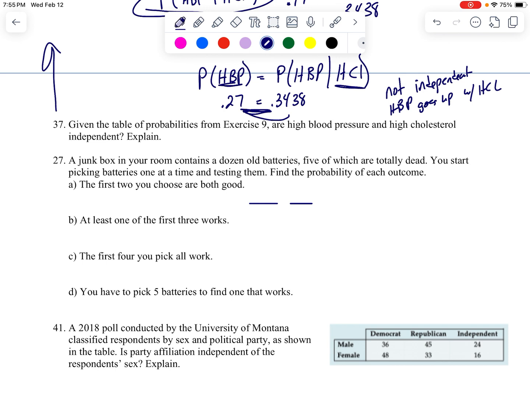Now I know that my probability is going to change each time. So 5 are dead, that means that 7 are good. So 7 of the 12 are good. And on the next draw, 6 out of 11 are going to be good. So we're just going to multiply those 2 together, and that's going to give me then a chance of 0.318.